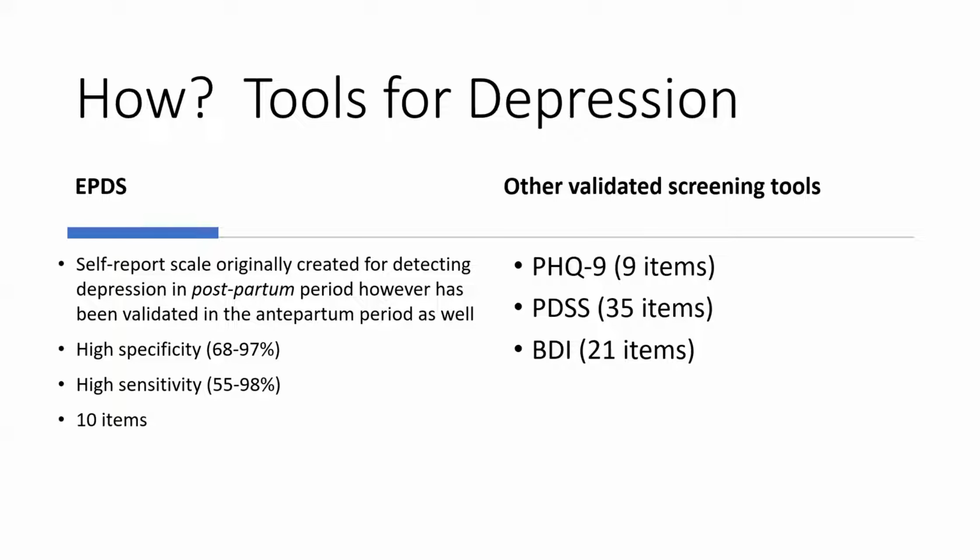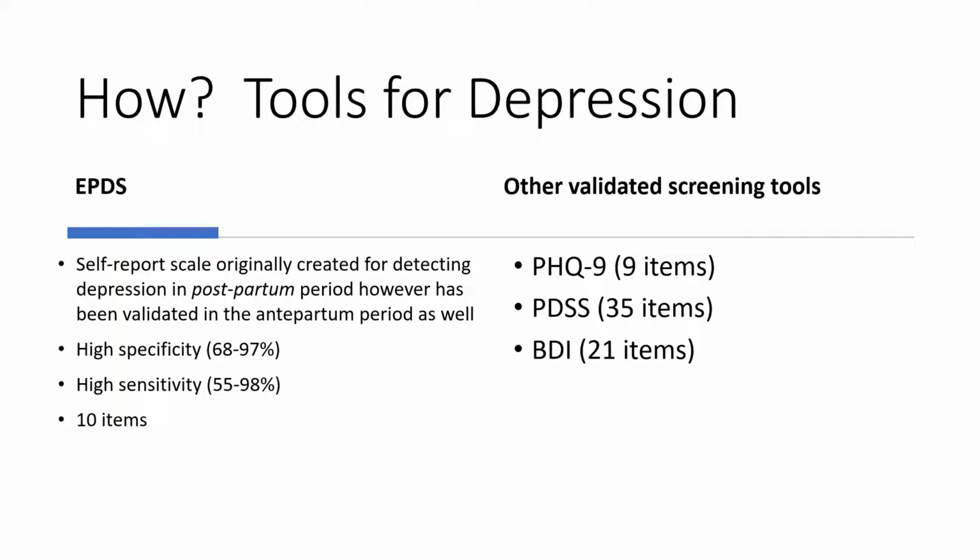Okay, so moving a little bit into the how, a common question is, what are the tools I should use? And I think for depression, most of us are familiar with the EPDS, which is the most commonly used screening tool for depression in the perinatal period. People like it. Number one, it has very good psychometric properties. It's short, it's only 10 questions. It's available in lots of languages.